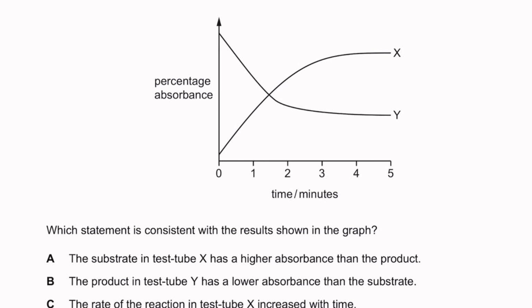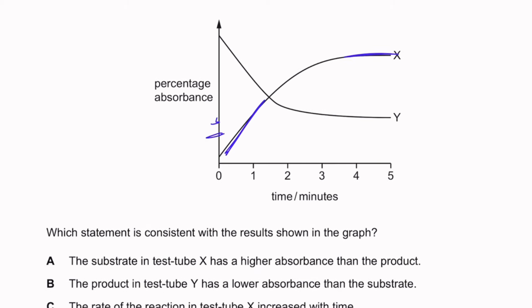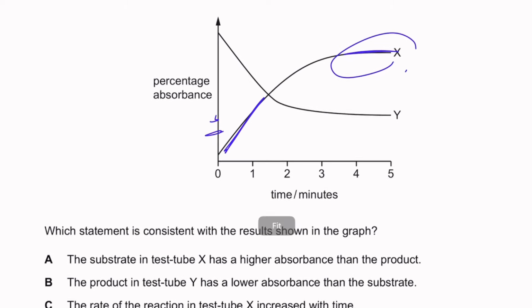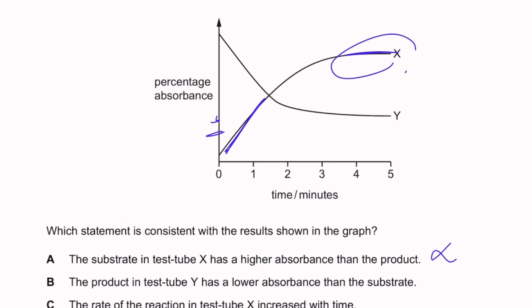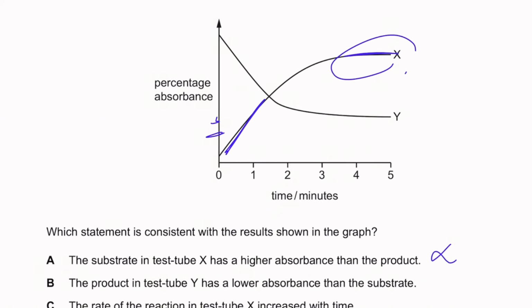We have X and we have Y. Substrate in X has higher absorbance than the product. Okay, so let's see. Substrate in X. So obviously here we start with the substrate, we end with the product. When we are no longer doing the reaction, we're supposed to be finished, and so that's the product. And so we could see here that the substrate percentage absorbance is pretty high, but not higher than the final product, obviously. And so no, I would say the substrate has lower absorbance than the product. The product in test tube Y, however, has lower absorbance than the substrate. Actually, true. The product here, you could see it's at a lower percentage absorbance than at the start with the substrate, and so I would say B is correct. Let's just check out the other solutions.